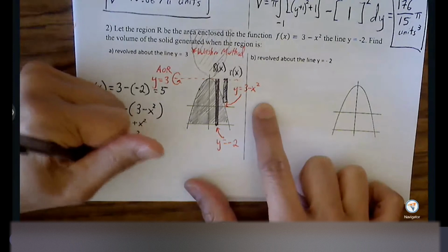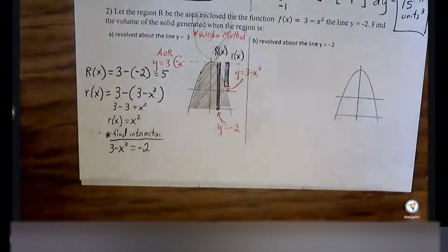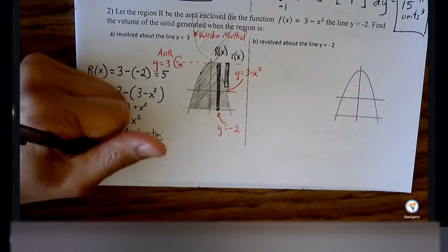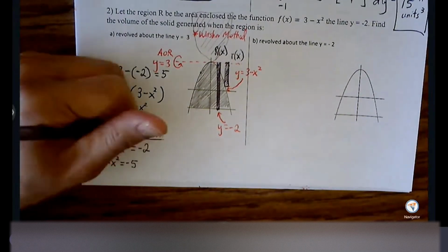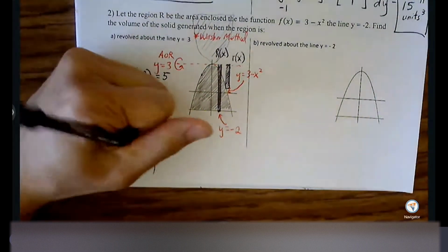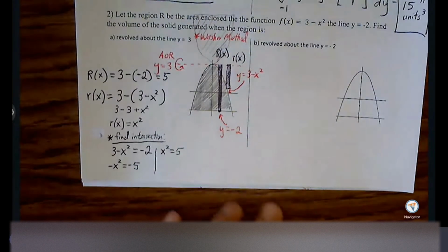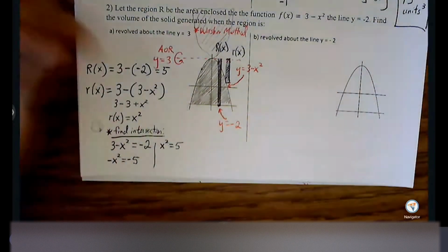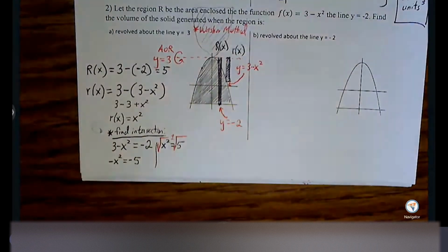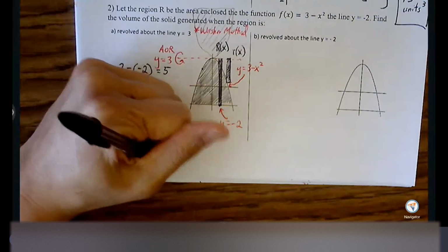Three minus x squared is equal to -2. Subtract 3 from both sides. Divide both sides by -1. I get x squared equals 5. What next? Square root. And what happens with square root? Plus or minus. So we're looking for 2 intersections, and perfect, right? We have 2 intersections showing up for us to use.